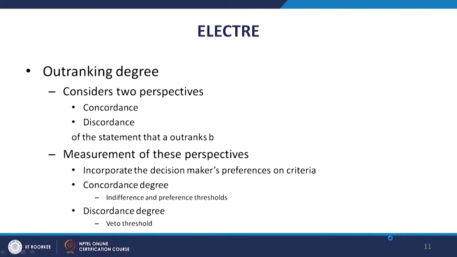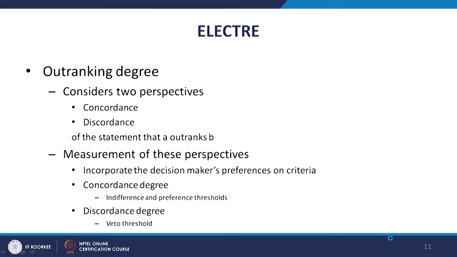Now, let us talk about the outranking degree in more detail in this particular lecture. There are two perspectives which are considered in outranking degree, and both these perspectives are later aggregated to create the global perspective on the outranking degree. Let us talk about them. The first one is called concordance and the second one is called discordance.